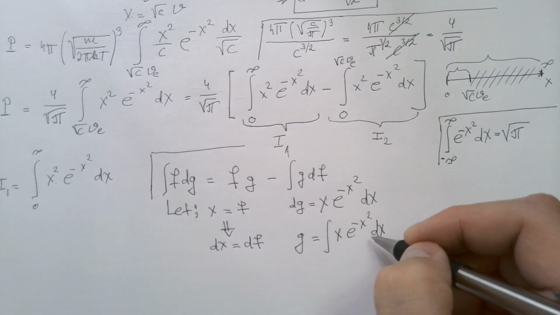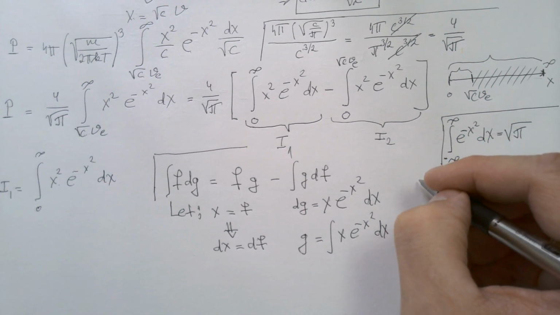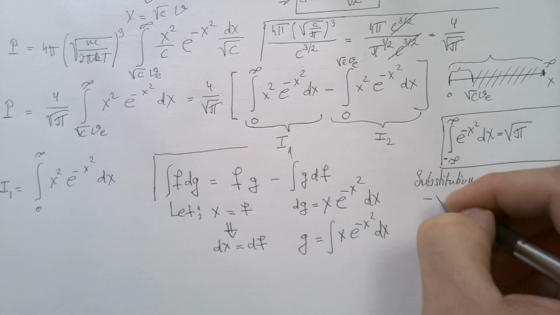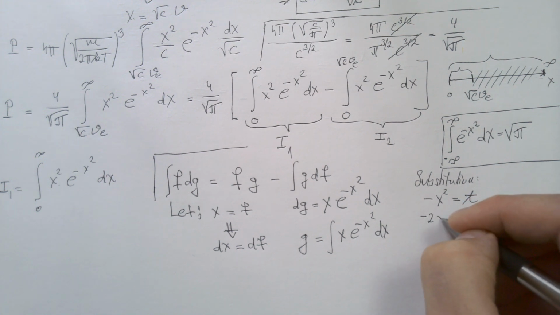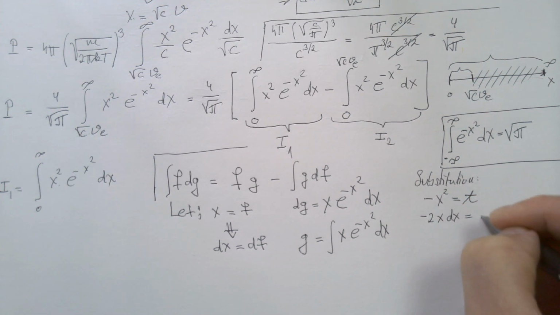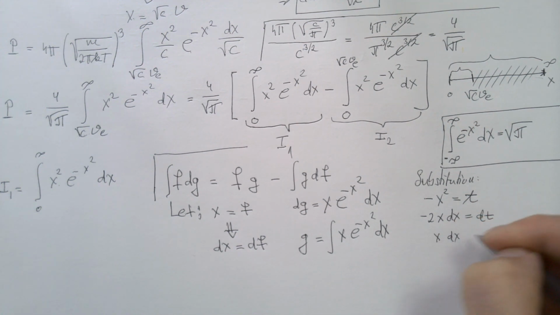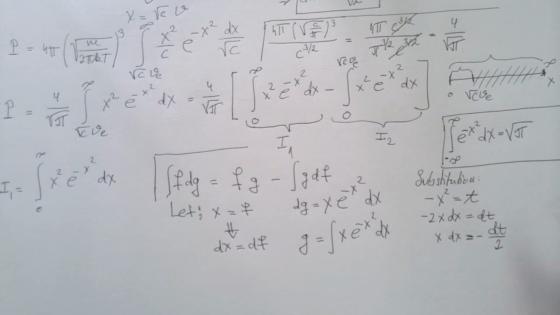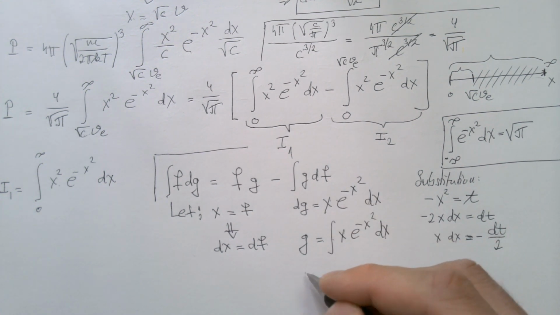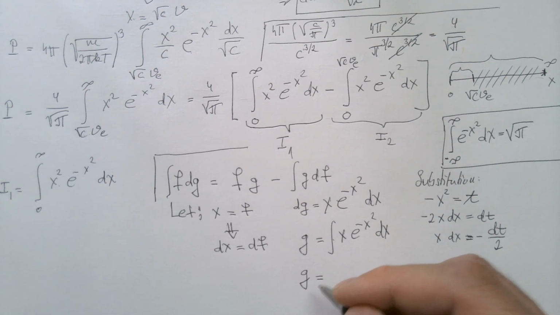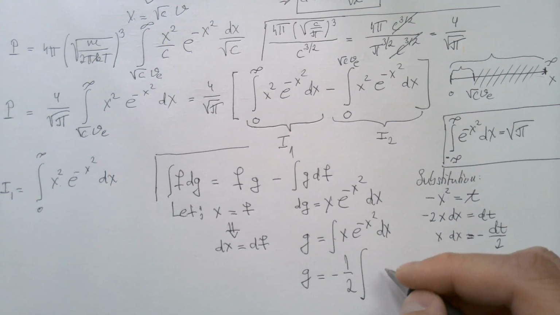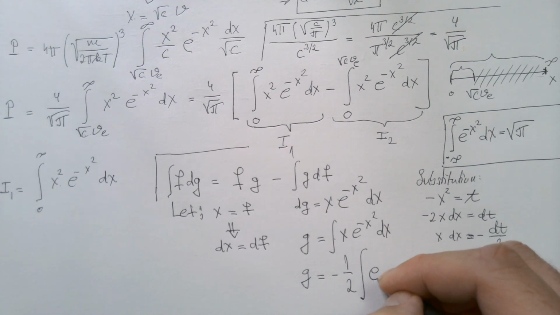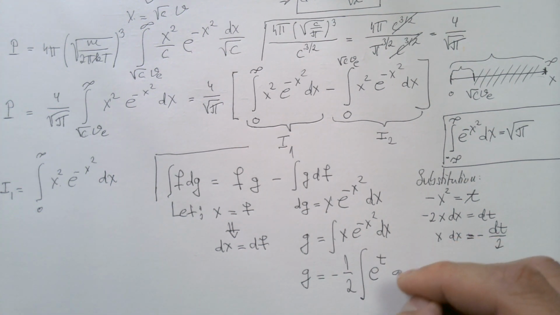To solve this integral over here, we introduce a substitution. The substitution is that this negative x squared will be some new variable t. So it means that negative 2x dx is equal to dt, or x dx is equal to negative dt over 2. Now with this substitution, I go back to my integral g, and notice that g will be equal to negative 1 over 2, because x dx is dt over 2, times the integral of e to t dt.